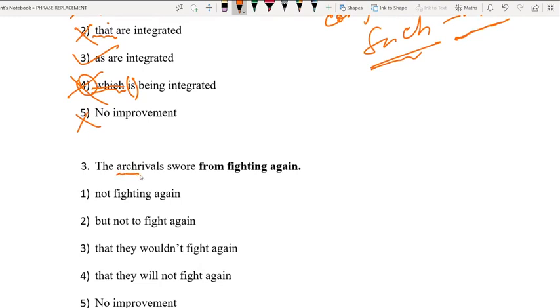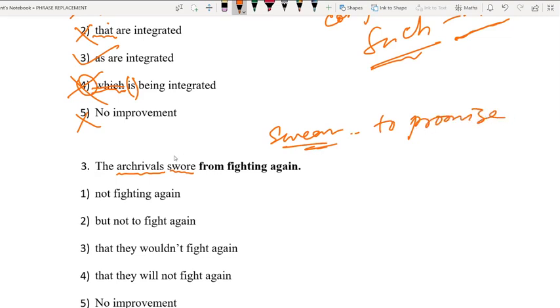The arch rivals, as you can see, means the enemies. The arch rivals means enemies from time immemorial, from a long time. India and Pakistan, for example, have been fighting over petty issues. Of course, certain issues are quite important. So they have been arch rivals. We can say they are arch rivals, India and Pakistan. So here you can see "the arch rivals swore". Swore is the second form of swear. Swear means to promise.